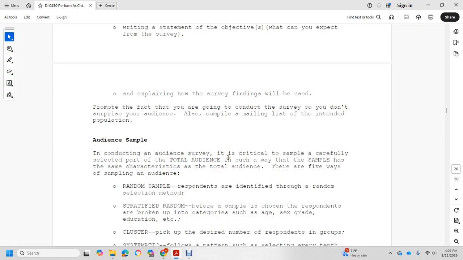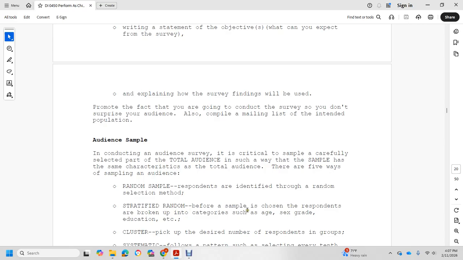Audience sample. Conducting an audience survey requires a sample of a carefully selected part of the total audience in such a way that the sample will have the same character as the total audience. To find ways of sampling the audience: a random sample of respondents that are identified through a random selection method, stratified random before a sample is chosen.